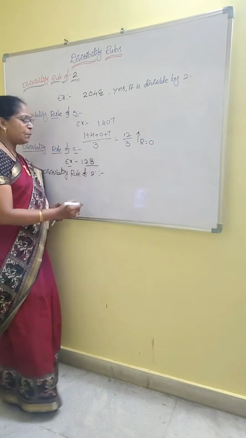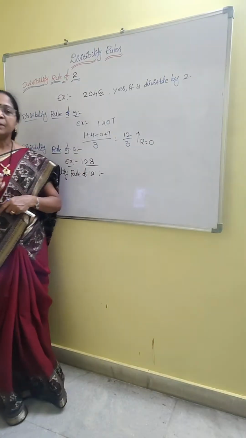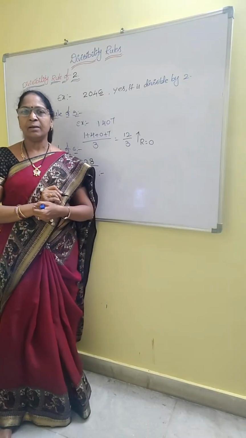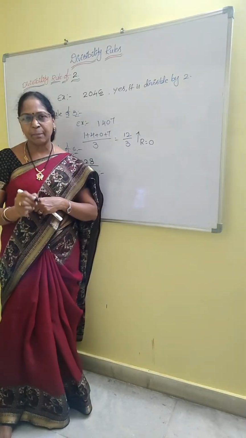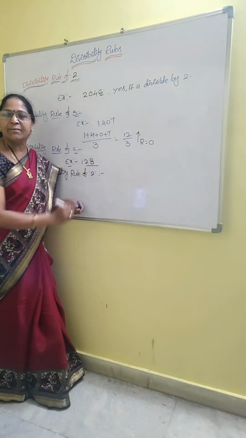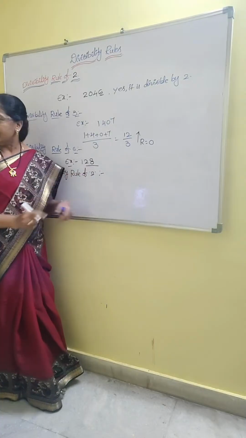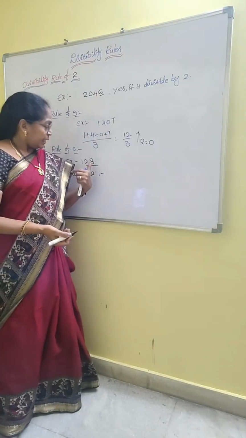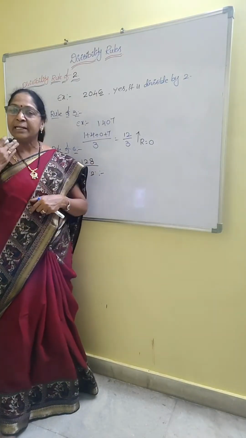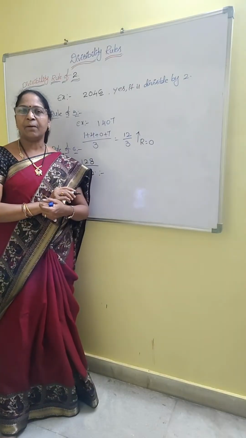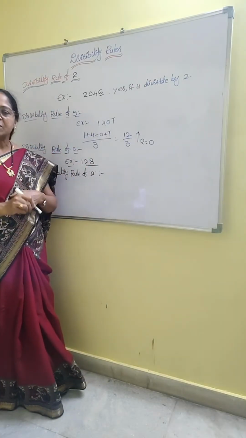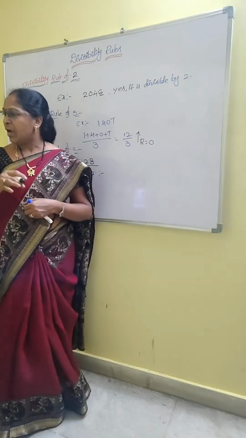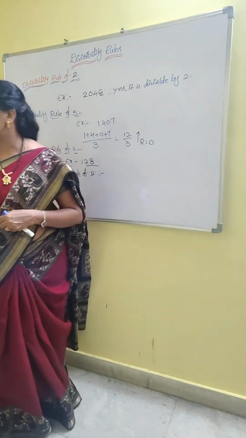Now the example is 128. What is the divisibility rule of 2? If the last digit is an even number, then only the given number is divisible by 2. So what is the last digit in this given number? 8 is the last digit. So 8 is an even number. If the last digit, the unit's place digit, is an even number, then the given number is divisible by 2. That is the divisibility rule of 2.